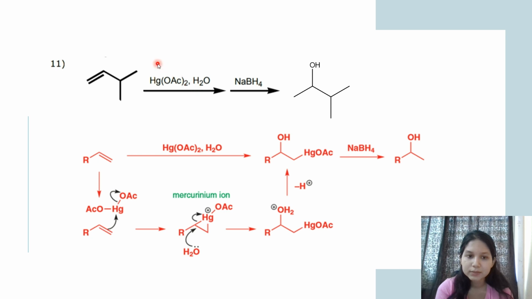You will get mercury acetate at this position, and you will finally get a hydride donation from the sodium borohydride molecule to this position, which will replace the mercury acetate. Okay, so you end up getting this alcohol as the product.